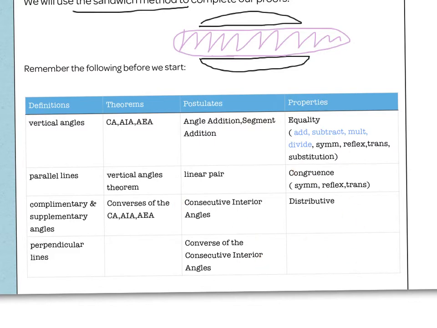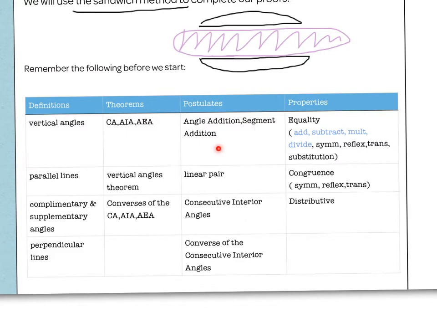So you want to think back to the definition of vertical angles. Oh, that's when they have those opposite rays. They're connected. That's not the same as the vertical angle theorem, which just says vertical angles are congruent. You want to remember what parallel lines are, complementary, supplementary angles, and perpendicular lines. You want to remember what these 3 theorems are. And again, remember I told you that the consecutive interior angles is a postulate, so you don't have to prove it, but you have to know what it is.